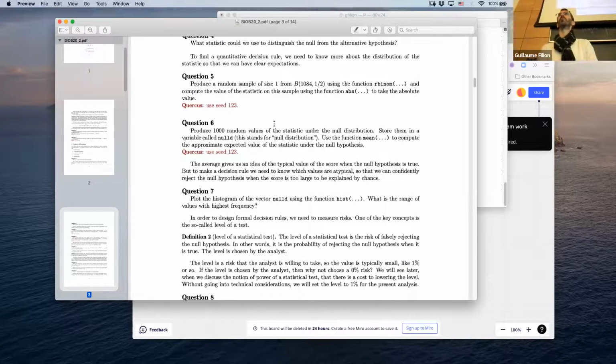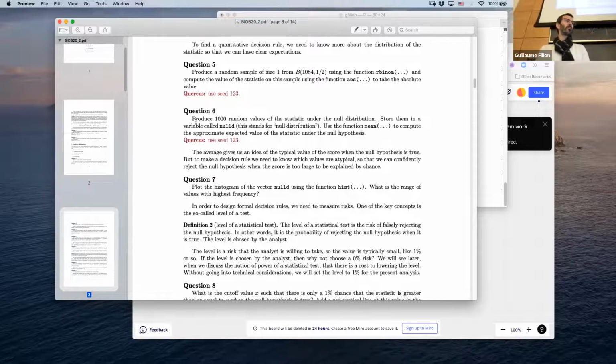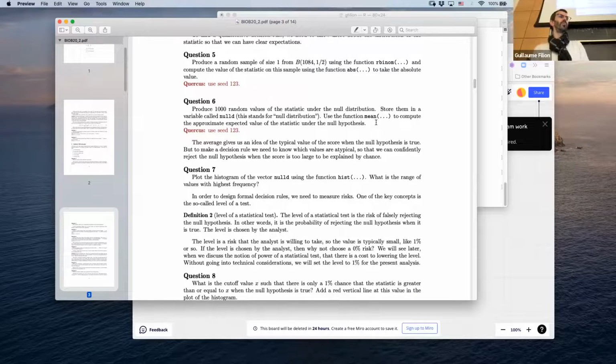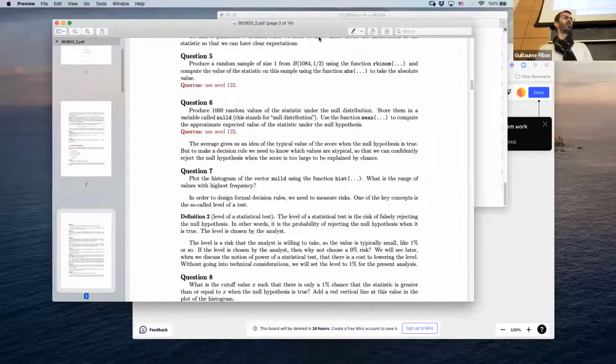So far, so good? Any questions? Okay, let's move on. Produce now 1,000 random values of the statistic under the null distribution. Store them in a variable called null d, which stands for null distribution. Use the function mean to compute the approximate expected value of the statistic under the null hypothesis.